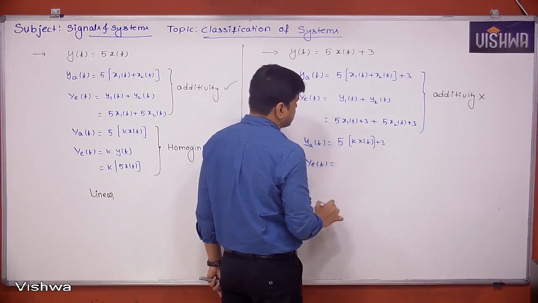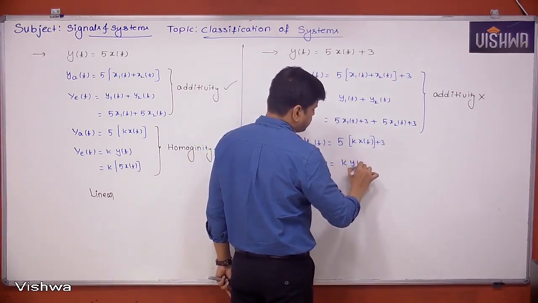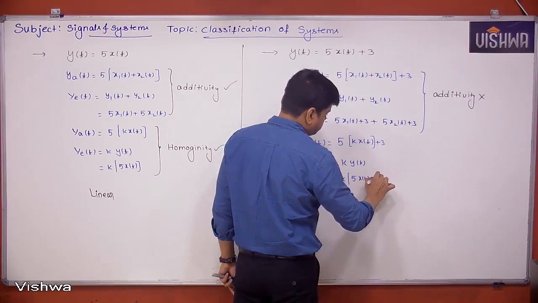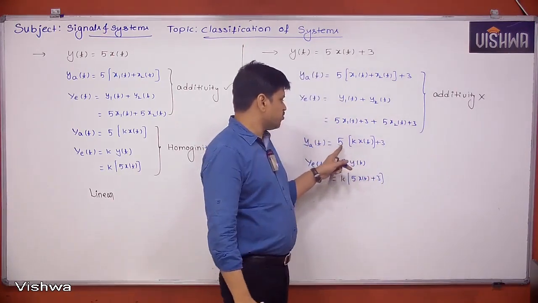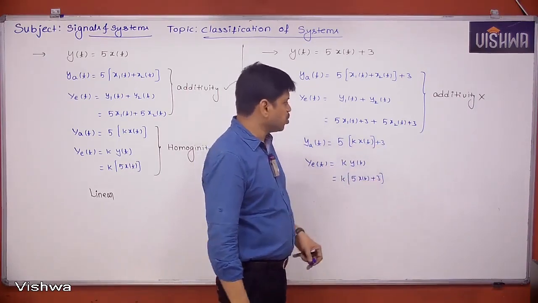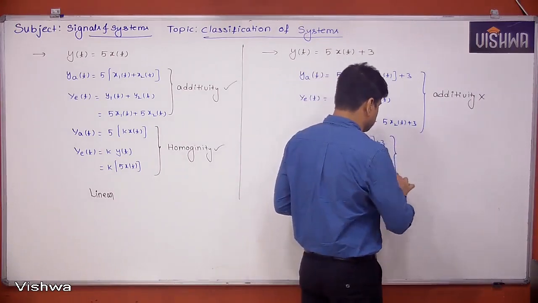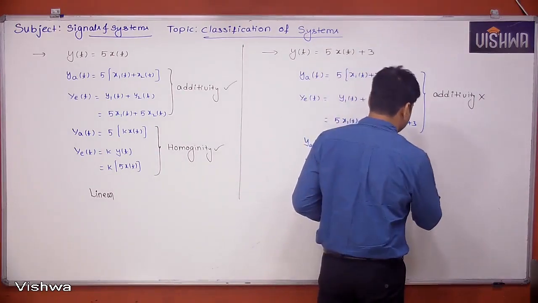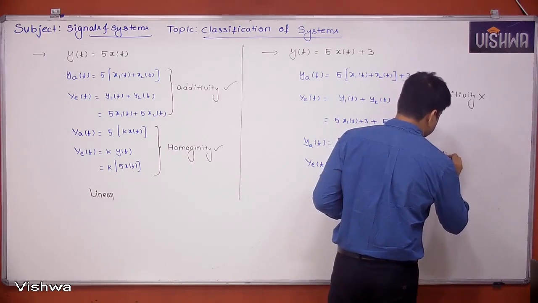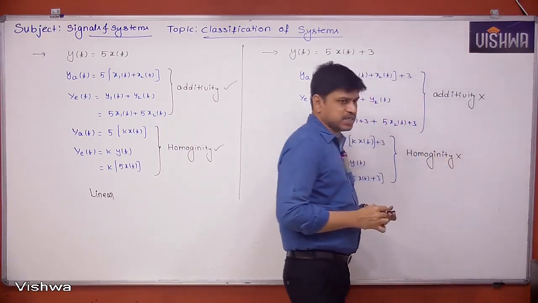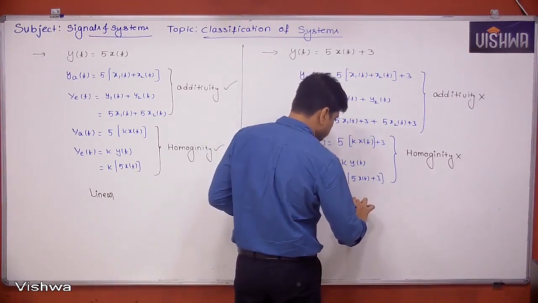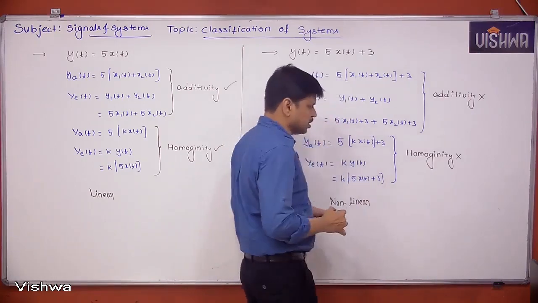Now, what is the expected output? If input is multiplied with k, output is also multiplied with k: ky of t, which is k into 5x of t plus 3. So here it is 5kx of t, but here it is 3, and there it is 3k. So both are not equal. So again, homogeneity is not satisfied. So I can say the system is non-linear.